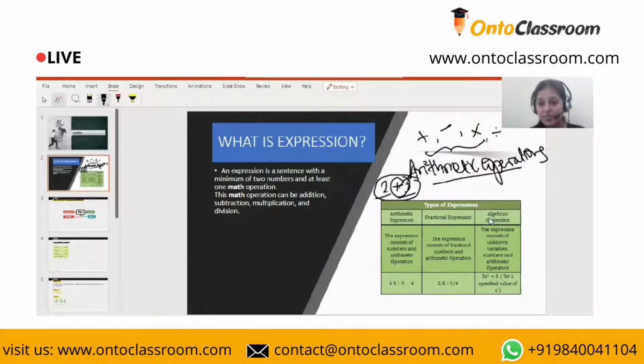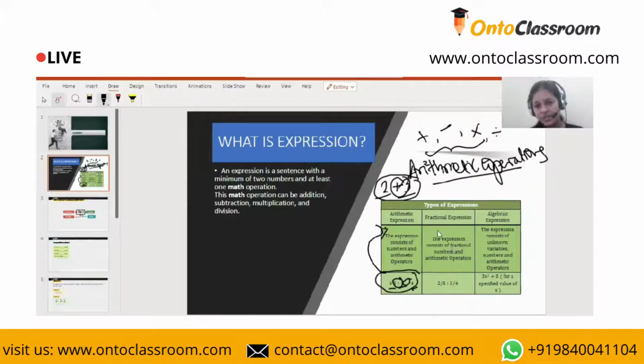Now we're going to look at the types of expressions, which are arithmetic expressions, fractional expressions, and algebraic expressions. Arithmetic expressions consist of numbers and arithmetic operations. Suppose here it is given 65, 9, 4, these are numbers, and it contains arithmetic operators, addition here and subtraction here. The whole makes an arithmetic expression.